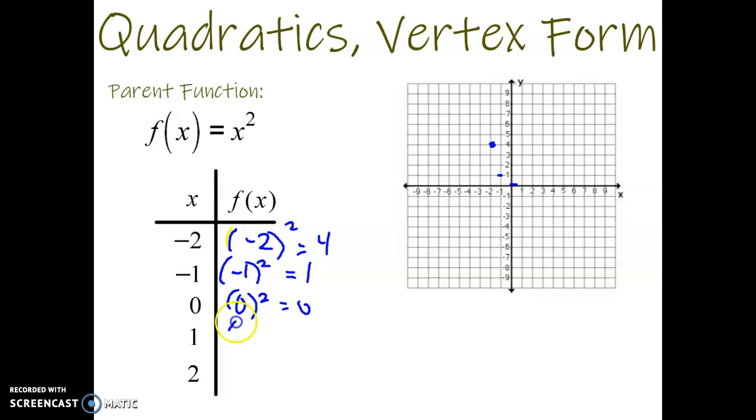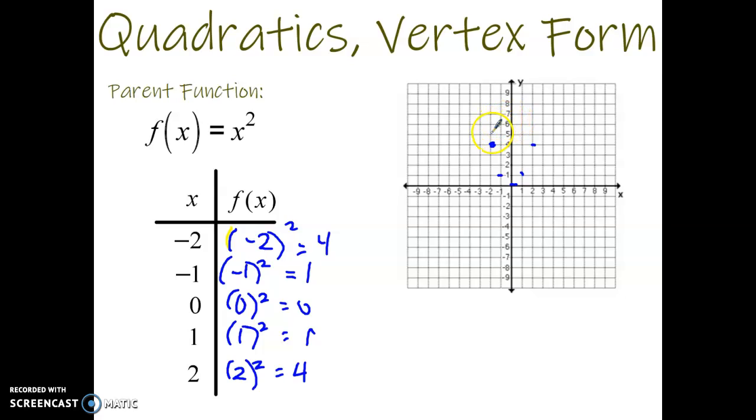All right, +1. Let's move over into the positives. 1 times 1 is 1. So I've got (1, 1), which is right here. And then 2. 2 squared, 2 times 2 is 4. So let's put a dot right there on 4.